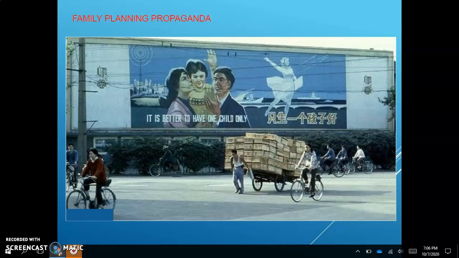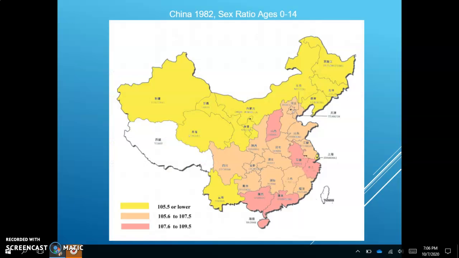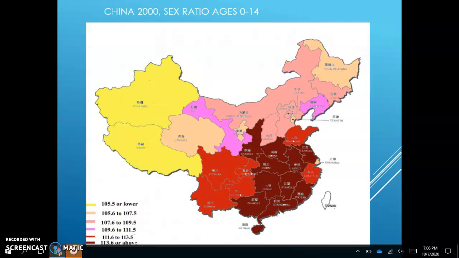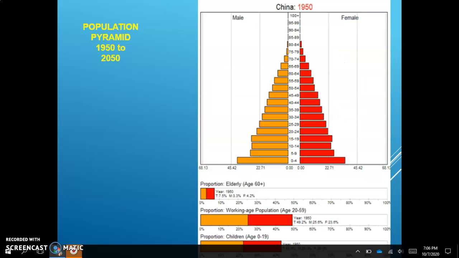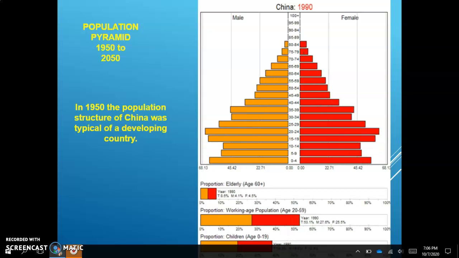But in practice, at the same time, you do have to come up with a way, an incentive to reduce this population because China is maxed out. And then here's just an example of the population pyramid of China.